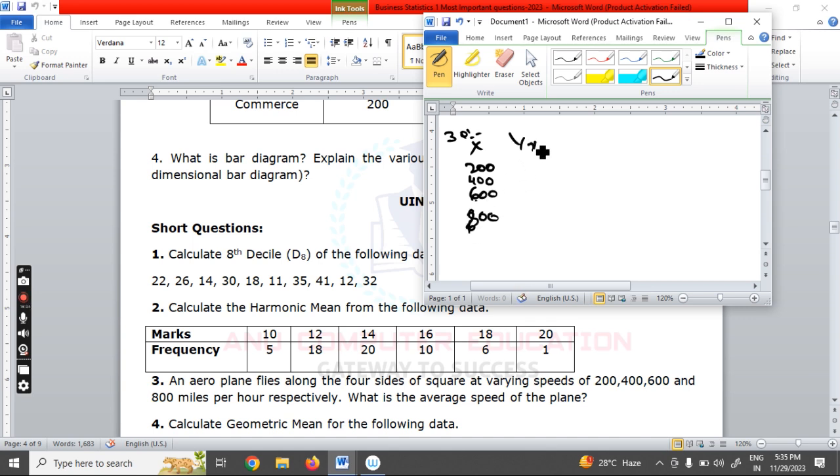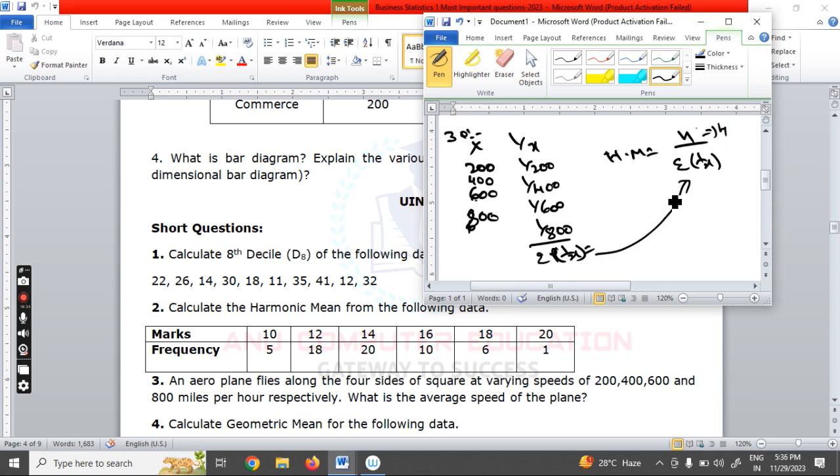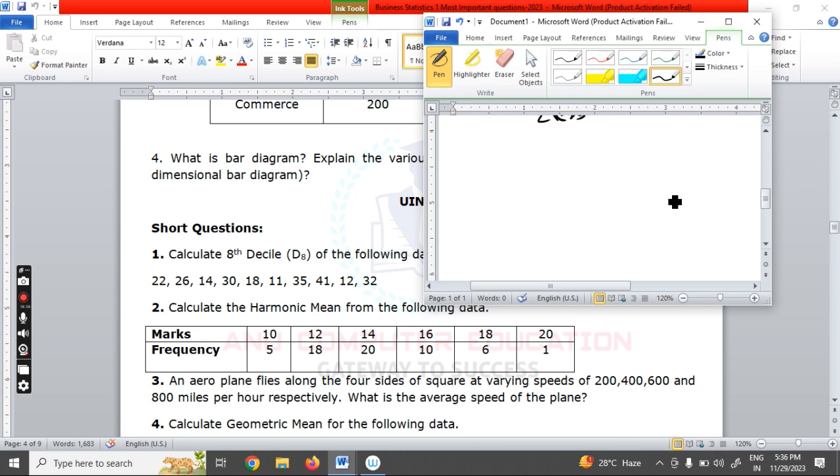So what we have to do, 1 by x we have to do. So it means 1 by 200, and next 1 by 400, then 1 by 600, then 1 by 800. So do it now. You do the total of 1 by x. So the formula will be harmonic mean is equal to small n by summation 1 by x. n is nothing but the number of observations. How many values are given? 1, 2, 3, 4. So you write 4 here and do the total. Whatever total you are getting, you substitute here. So you will get the answer. So this is about the harmonic mean.